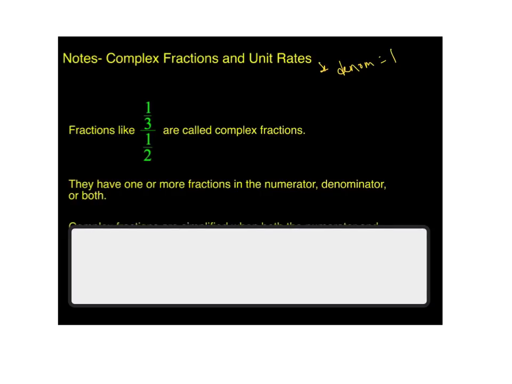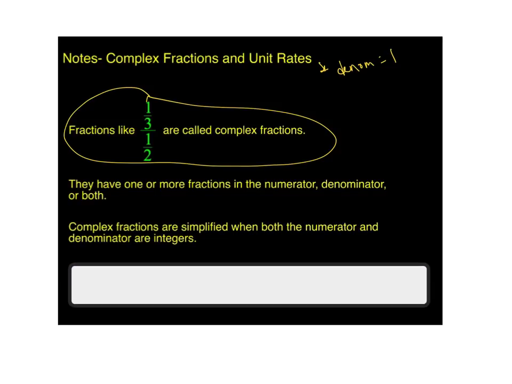So we see here that fractions like 1/3 over 1/2, which sounds really weird, are called complex fractions. And we can use the basic idea of what we know about division to help us simplify that down into a numerator and a denominator that are both integer values. So that's what our goal is going to be here.